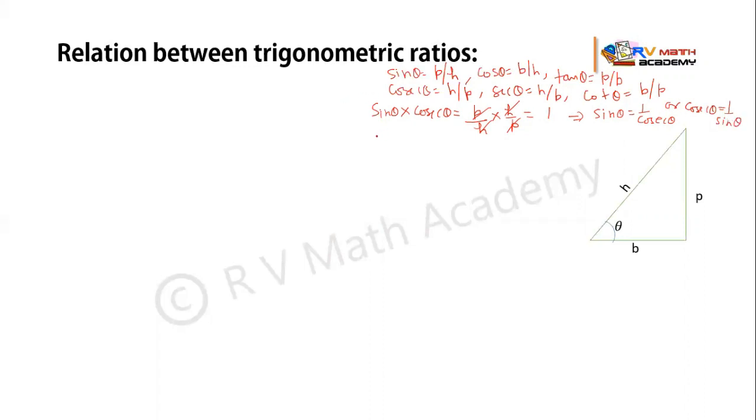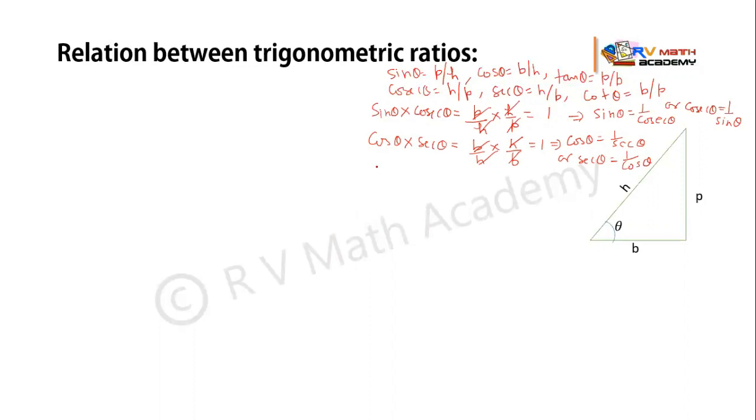Similarly, if I multiply cos theta and sec theta, we will get B upon H into H upon B. So again on simplification, we will get 1. It means cos theta and sec theta are reciprocal of each other. So we can write cos theta is equal to 1 upon sec theta, or you can write sec theta is equal to 1 upon cos theta.